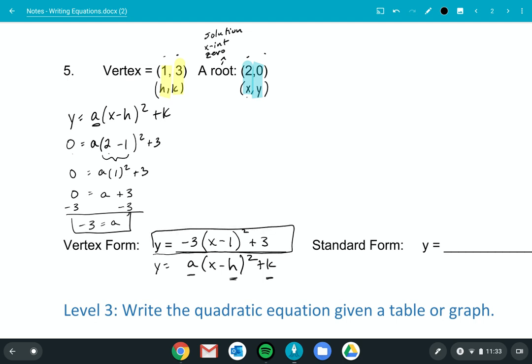Now, changing this to standard form, nothing new. So I'm just going to go ahead and write this up here. Changing to standard.